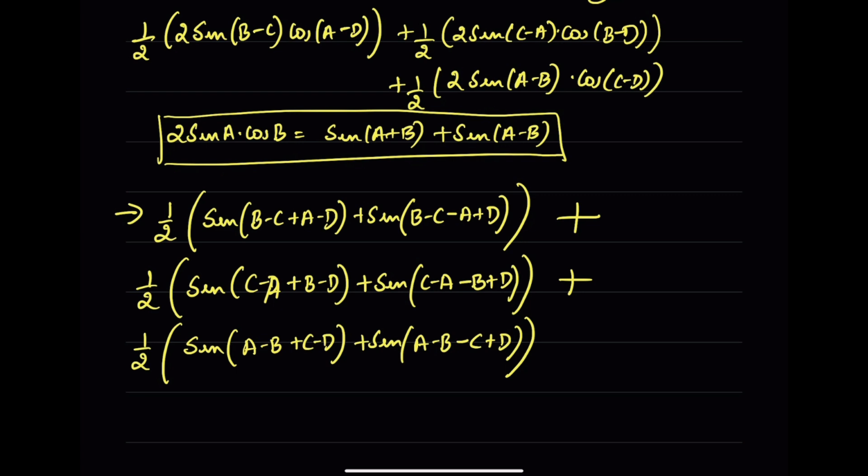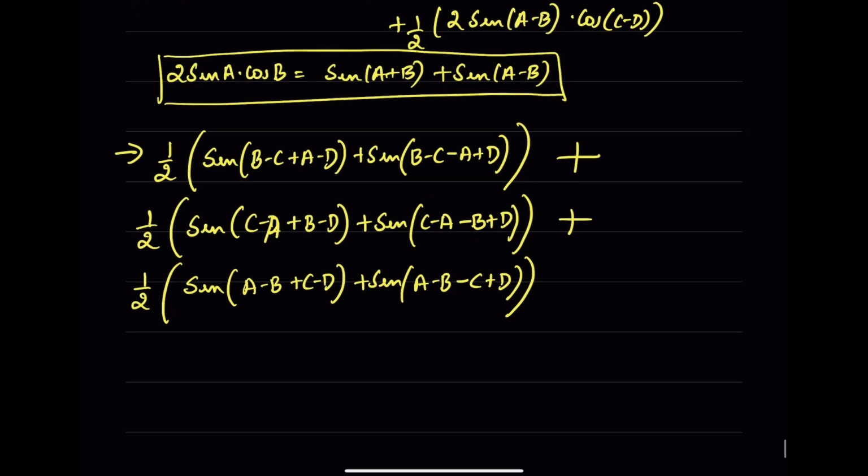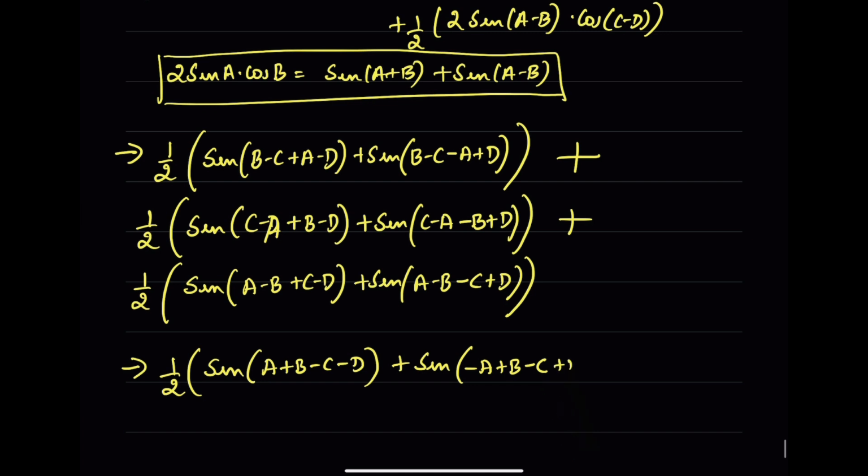Now for the ease of calculation, what I'll do is I'll write this in alphabetical order so that it's easier for us to look for terms which can be cancelled out. So the first term can be written as sine of a plus b minus c minus d plus sine of minus a plus b minus c plus d. That would be our first term.